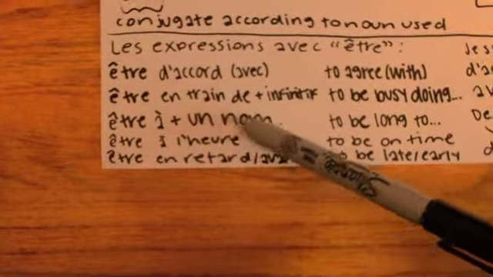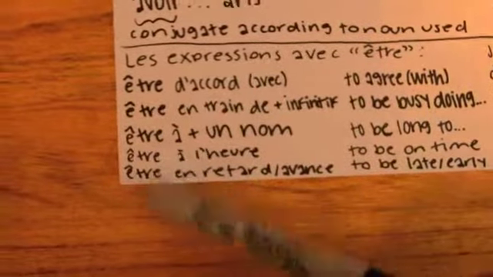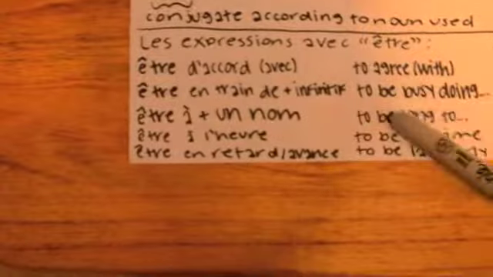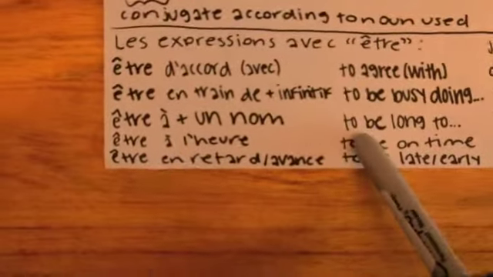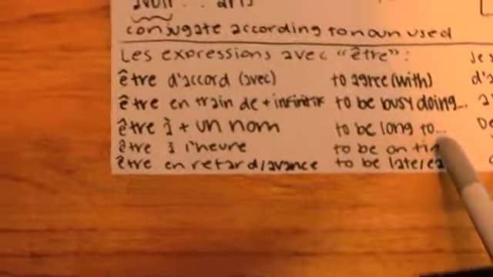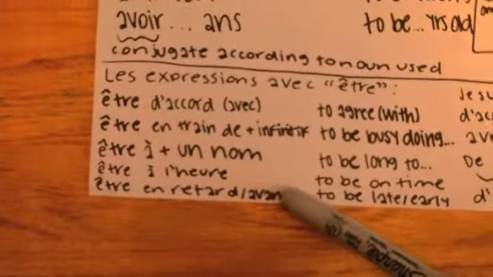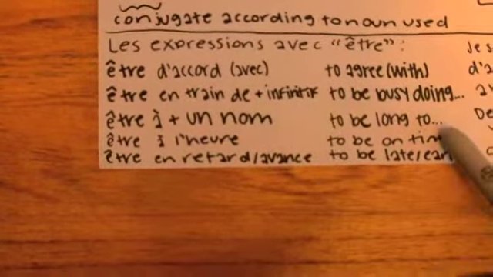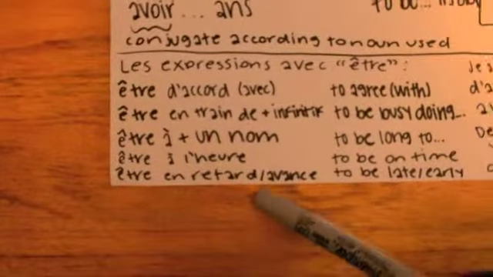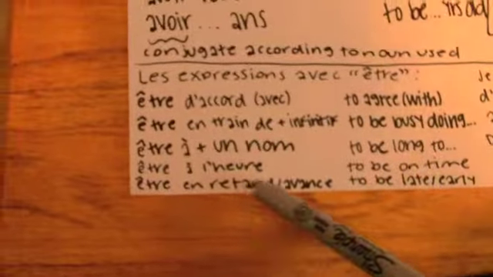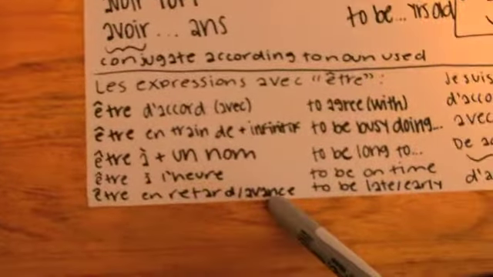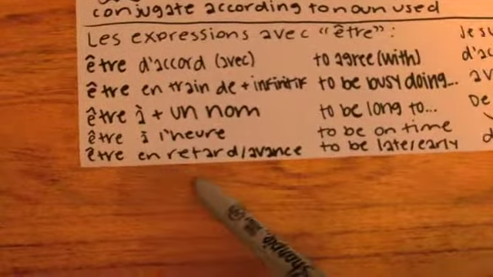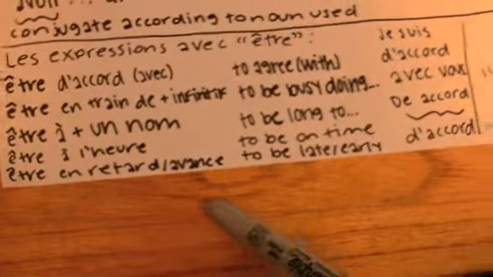Être à plus someone's name is used to say that this object belongs to someone. It literally means is at someone. But honestly, when you think about it, it doesn't literally translate, and it just means to belong to. So, le livre est à Valérie means that is Valerie's book. Être à l'heure means to be on time. Être en retard ou en avance. Être en retard means to be late, and être en avance means to be early. So if you say tu es en retard, you're saying you are late.